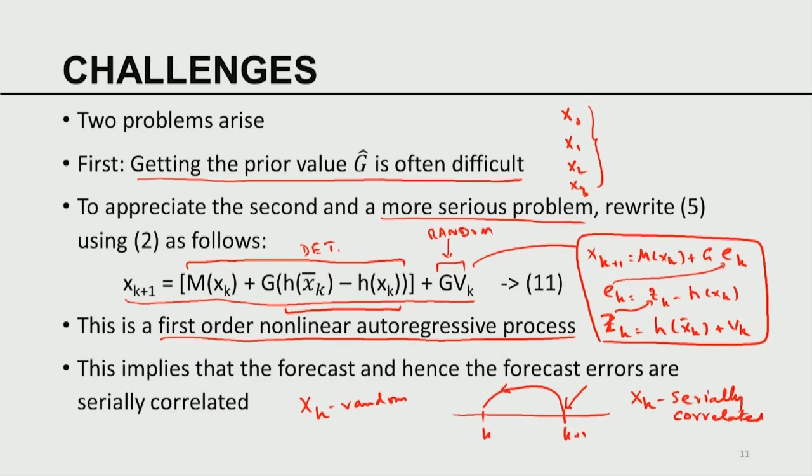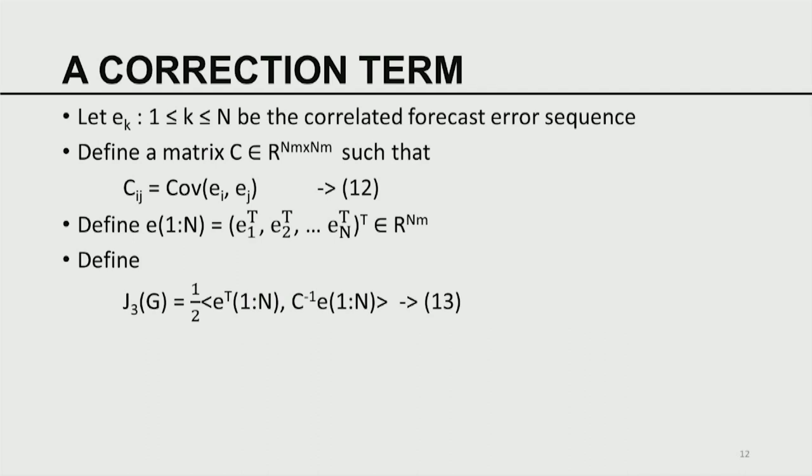So this serial correlation was neglected in almost all of the treatment of nudging schemes, and this observation was first made by us. So we would like to be able to make amendments to the optimal estimation of G by taking this serial correlation into account. So that's the second problem. Not only do we identify the second problem, but we also propose a solution to go around and solve it. So let's talk about this now.